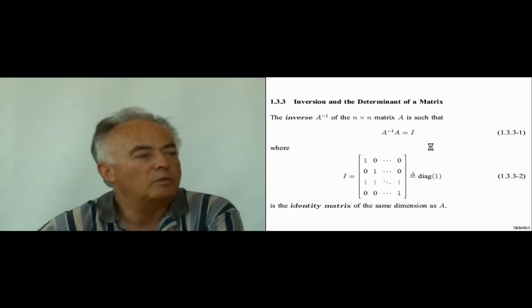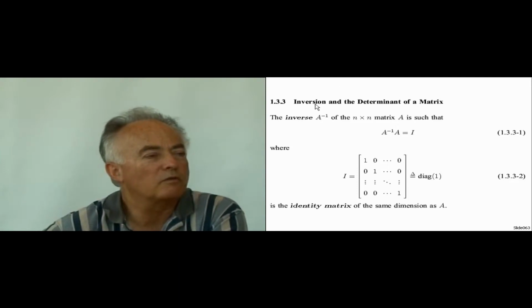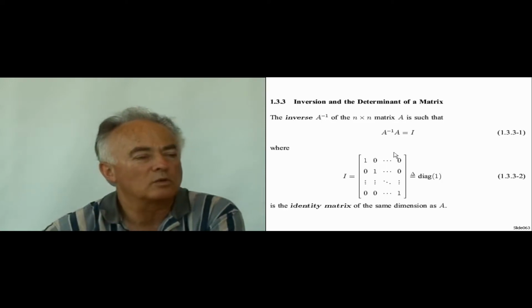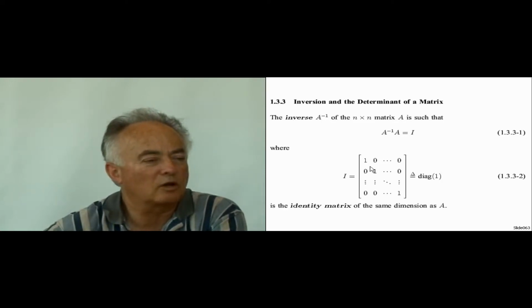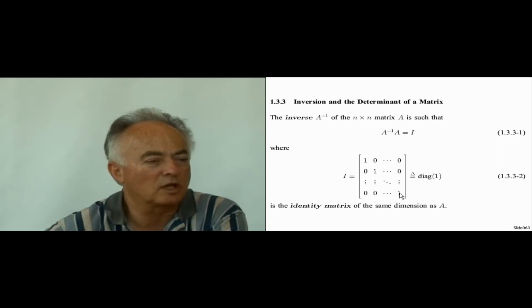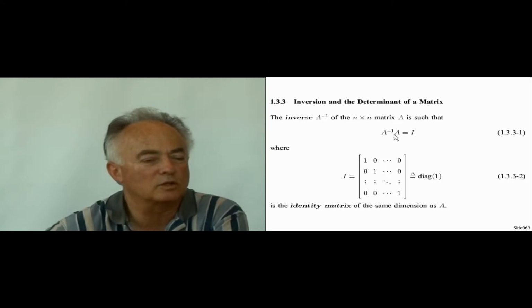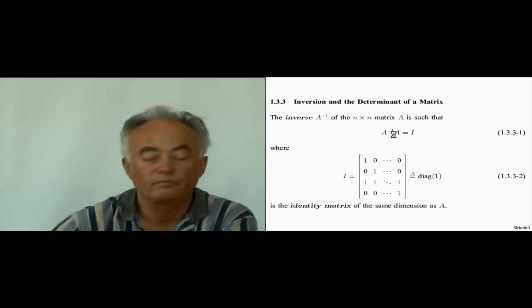Now, if we consider the inversion of a matrix, the inverse A to the minus 1 of a square matrix is such that A inverse times A gives the identity matrix, which has ones on the diagonal and zeros elsewhere, so it can also be written as a diagonal of ones. This is the identity matrix, and obviously it has to be of the same dimension n by n as the original matrix A.